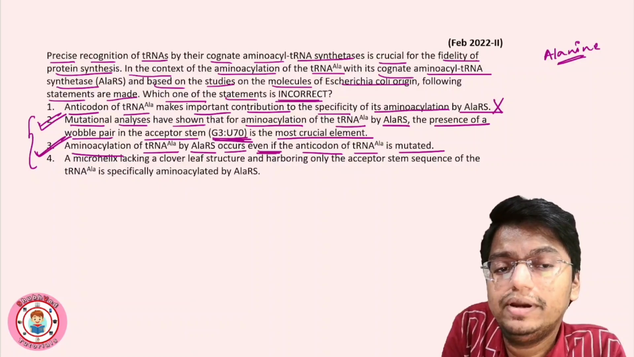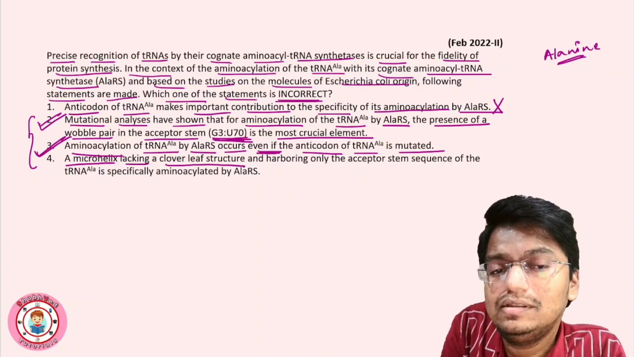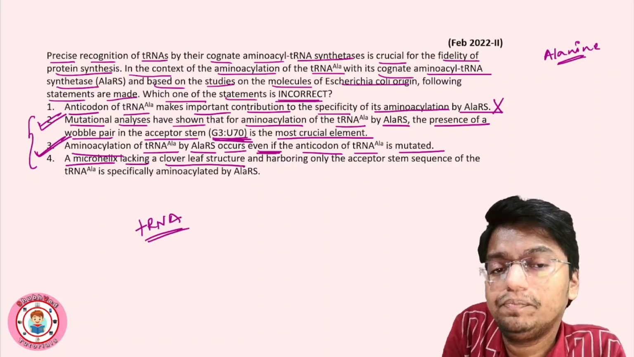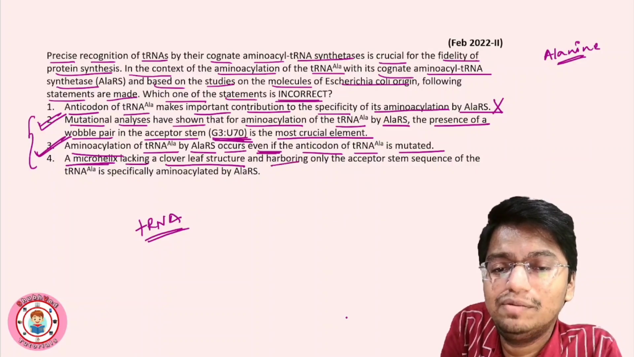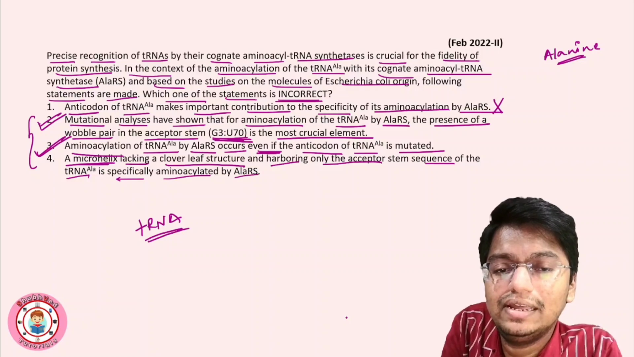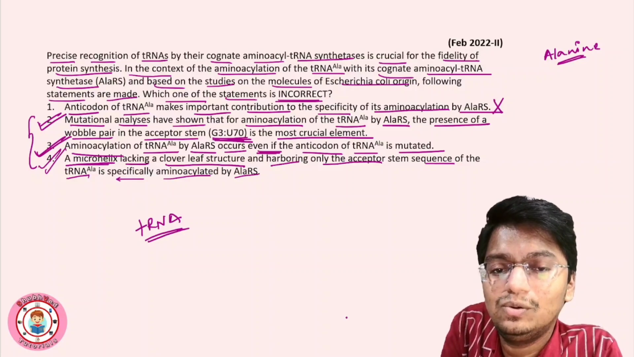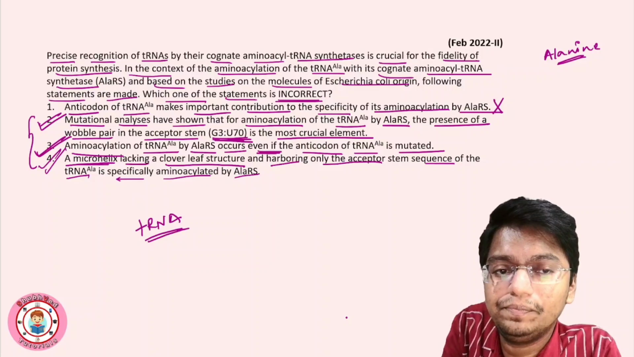Then the fourth statement: a microhelix lacking a clover leaf structure and harboring only the acceptor stem sequence of the tRNA alanine is specifically aminoacylated by alanine tRNA synthetase. Okay, so this is also correct. See, now there is a problem in the clover leaf structure of the tRNA structure. Meaning, what is given, you have to understand the statements and remember this. Because this question can repeat, and this has repeated in 2022.